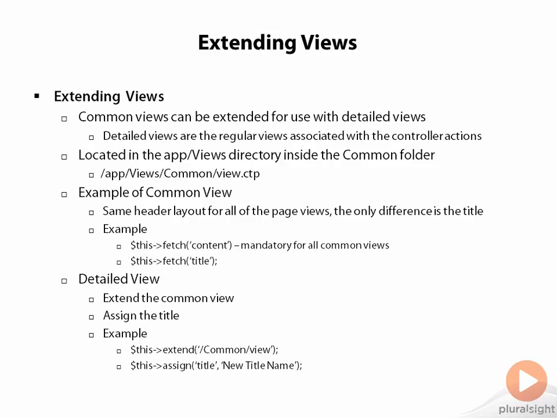We would type this, extend, and then for the parameter, we're passing in the new view that we would like to extend. We use the full path based off of the App Views directory, so we're in the Common folder and we're using the View template. The second line of code is the assign method, so we would say this, assign, and the first parameter is the matching parameter from the common view, in this case title, and the second parameter is the value that we want to assign to that title.